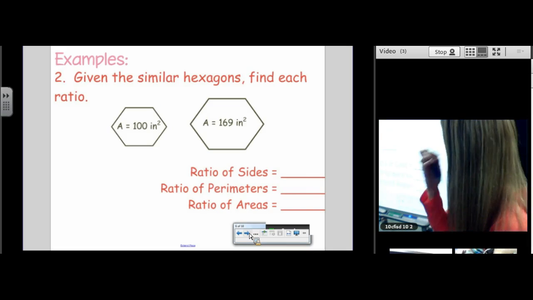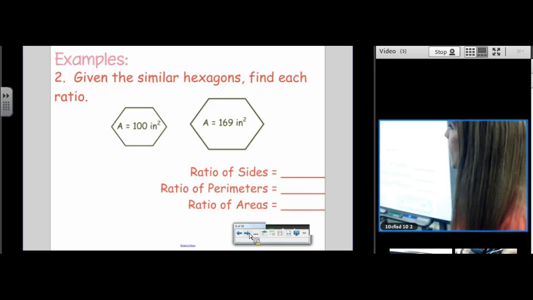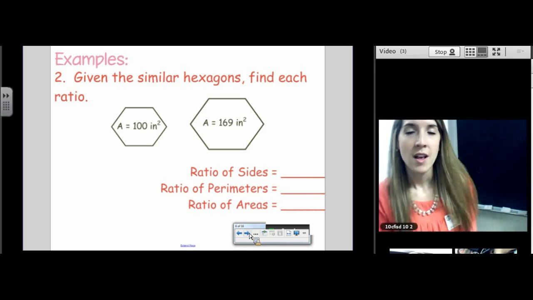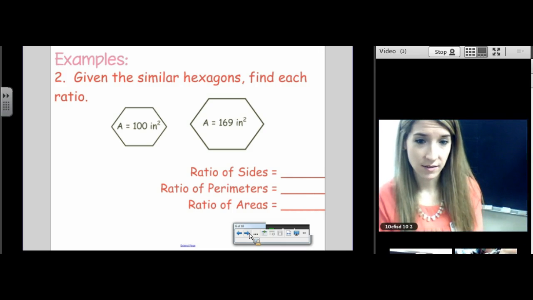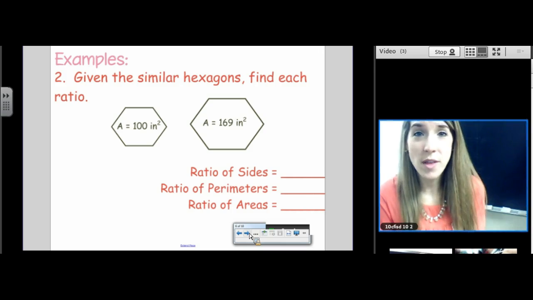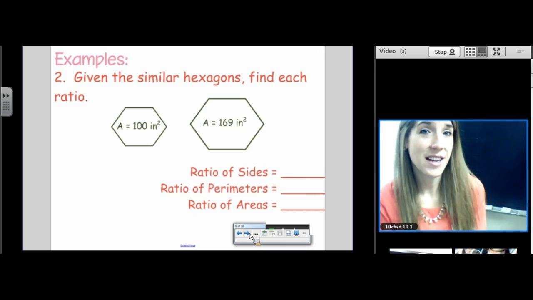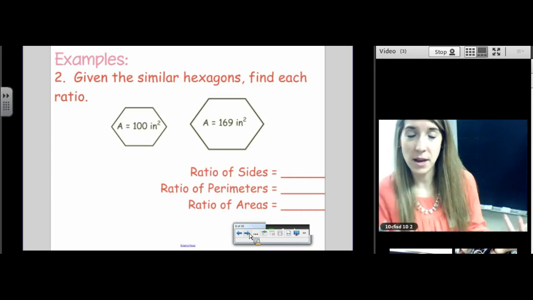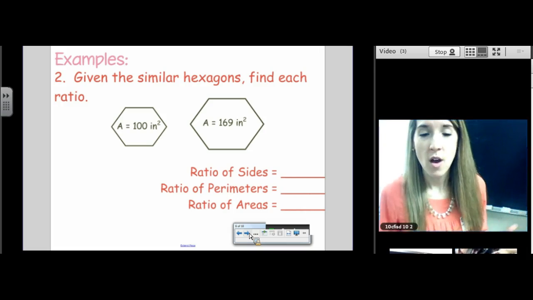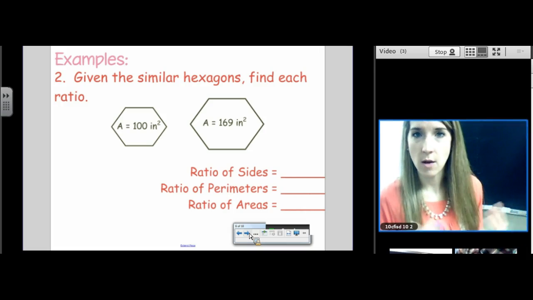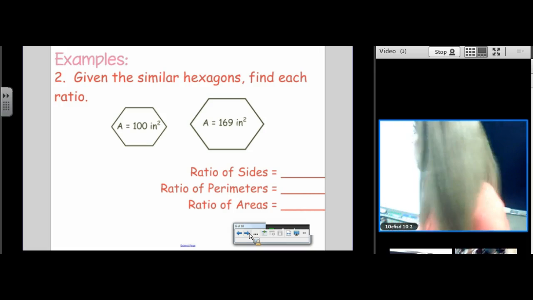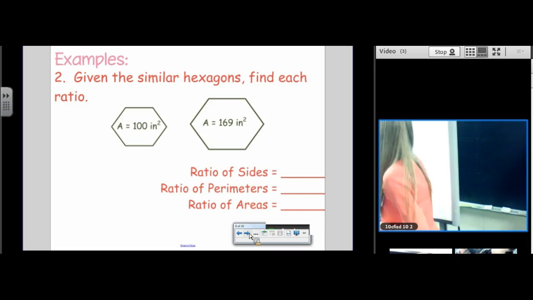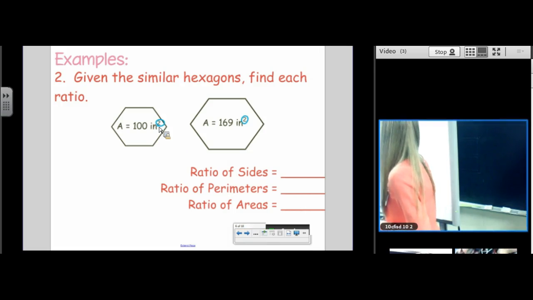Next one. Given the similar hexagons, find each ratio. Since they're similar, this problem just got very easy. You don't even need to know that these are hexagons. Hexagon is actually not going to make its appearance in this problem at all. All we care about is the dimension that we're in. Now, what are we given? Values that are 1D or values that are 2D? This gives you a hint right here, and this right here gives you a hint.